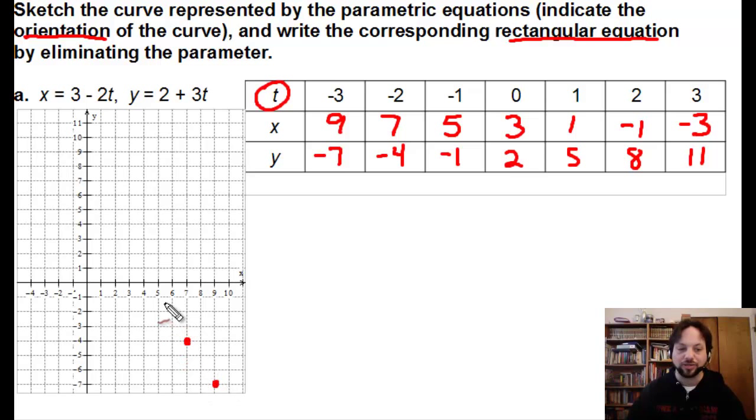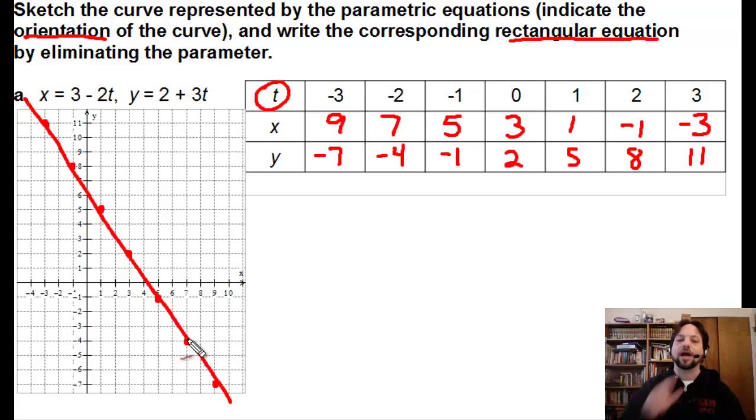Let's see if that continues. I'll next end up at (5, -1), (3, 2). Oh, certainly. You can tell that I am going up and to the left as time goes on. And so there is my parametric graph. I'm not very good at drawing straight, but this doesn't look half bad.